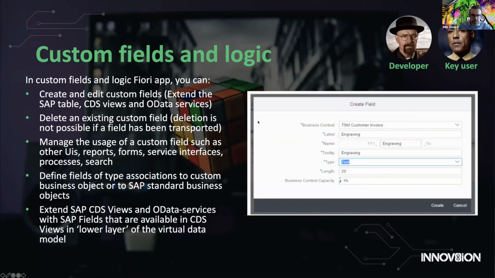Then on the next slide, here we go. This is the custom fields and logic app. This is one of the Fiori apps which you get if you enable in-app extensibility. It's a certain role which you need to have on your system, which gives you a lot of apps, a lot of them named with custom, bringing you, for example, this app, custom fields and logic.